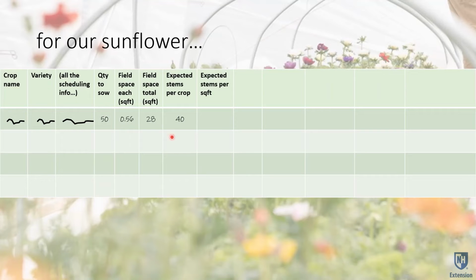So then if we expect to get 40 stems per crop and the whole thing takes 28 square feet, we expect to get 1.4 stems per square foot.